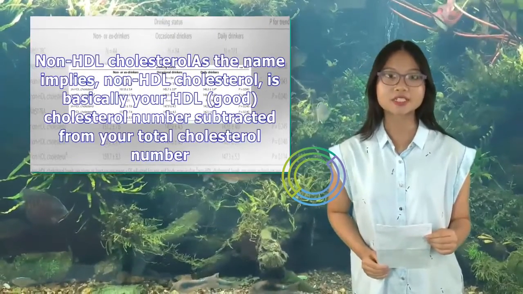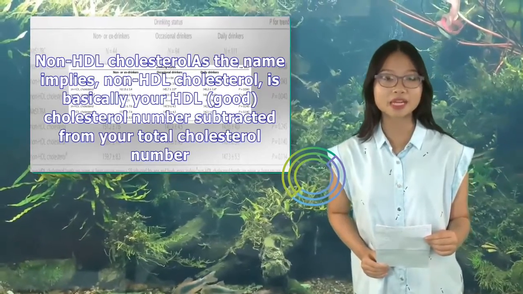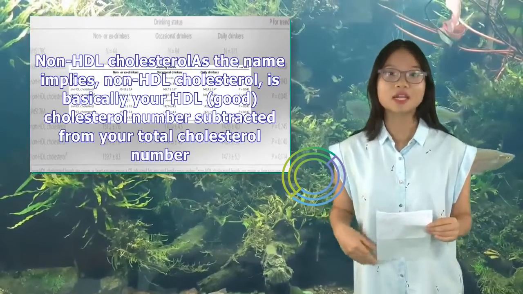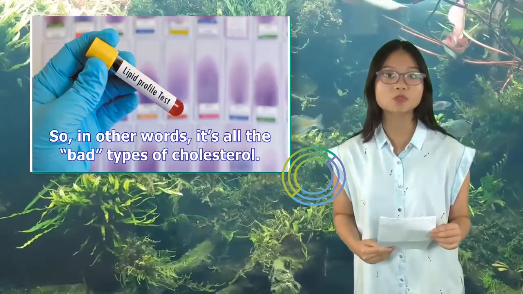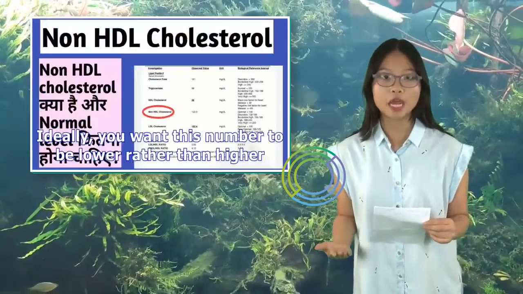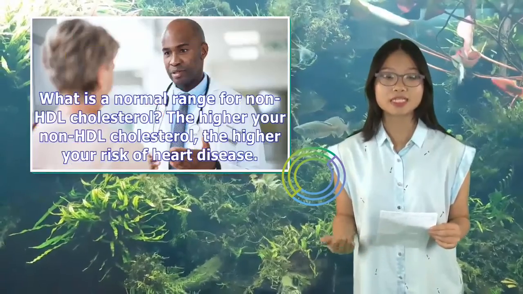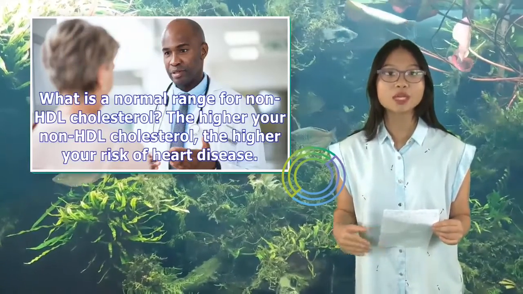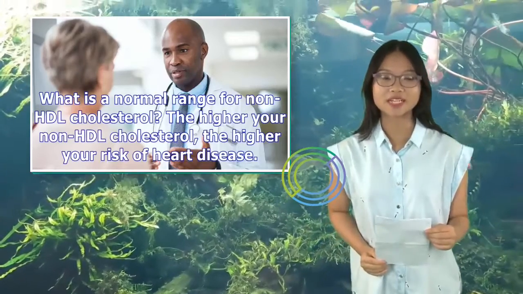Non-HDL cholesterol. As the name implies, non-HDL cholesterol is basically your HDL, good, cholesterol number subtracted from your total cholesterol number. So, in other words, it's all the bad types of cholesterol. Ideally, you want this number to be lower rather than higher. What is a normal range for non-HDL cholesterol? The higher your non-HDL cholesterol, the higher your risk of heart disease.